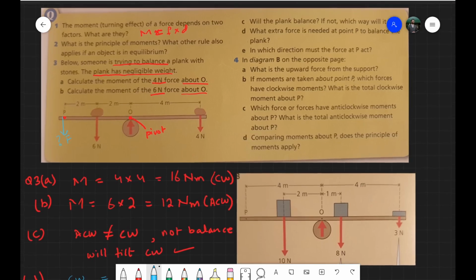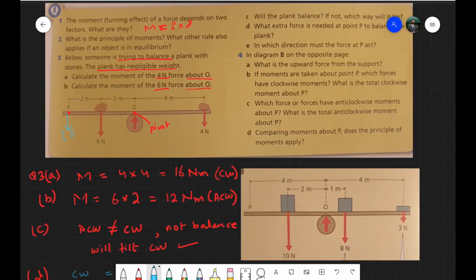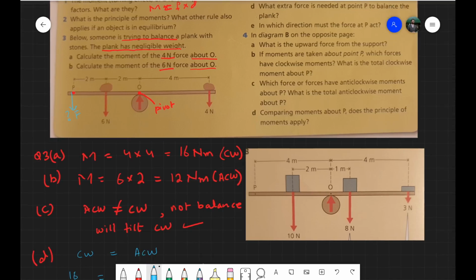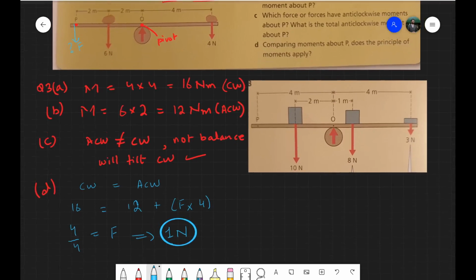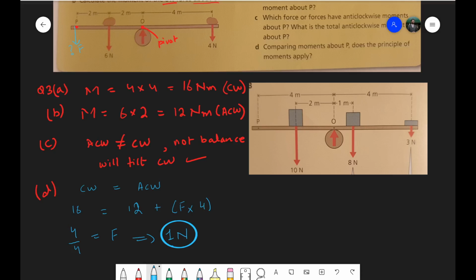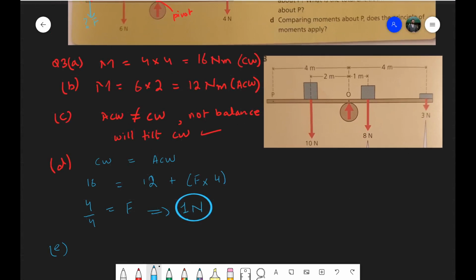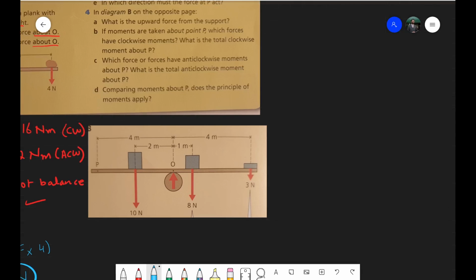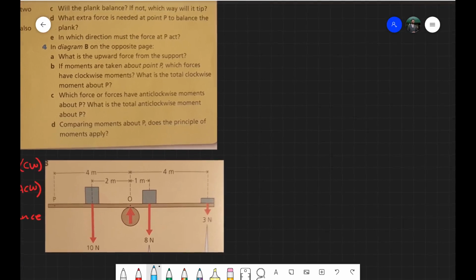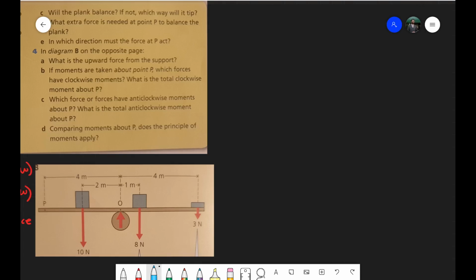Now part E asks, in which direction must the force P act? Well, I think they should have asked this question first, because even if you have to find out the size of force P, you must first know its direction. So we have already figured it out in the question that the direction of the force must be downwards. So the answer to part E will be downwards.